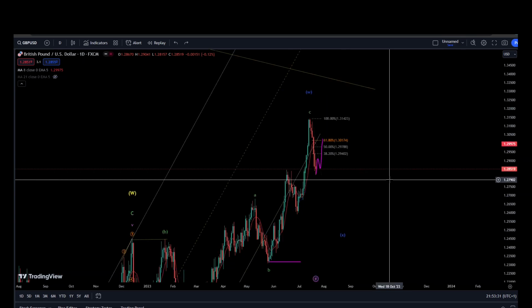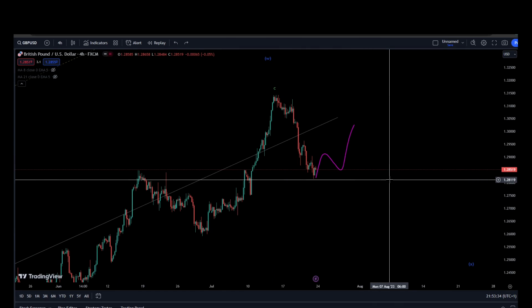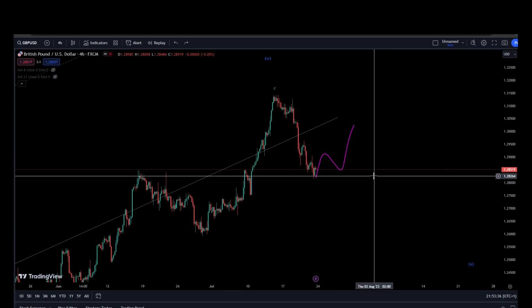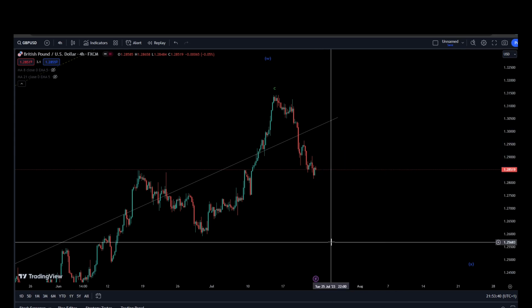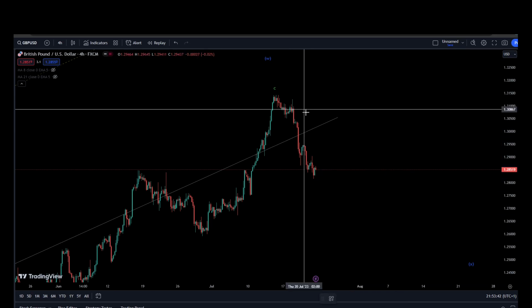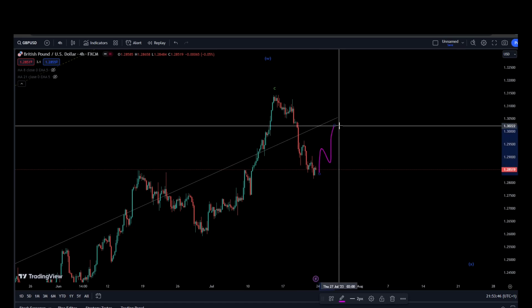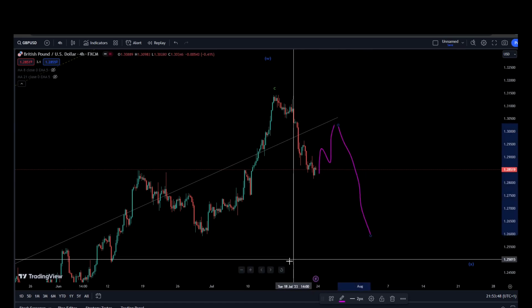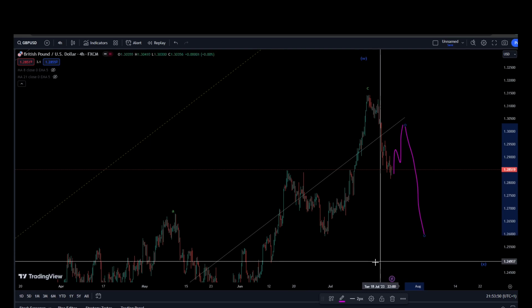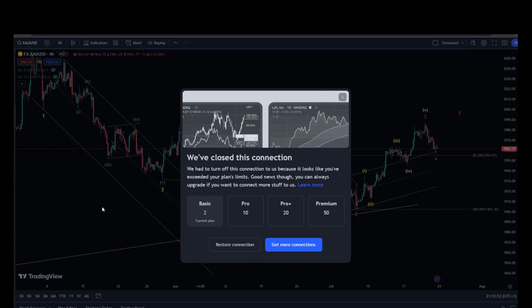I try my best to follow the trend at all times because the trend is your friend to the very end until it bends. But nevertheless, in terms of the short-term, I am going to say that we're going to get some sort of correction coming in before we start heading down to the downside again. So that's pound dollar. Let's go into gold right here.